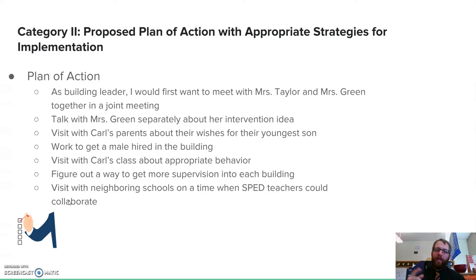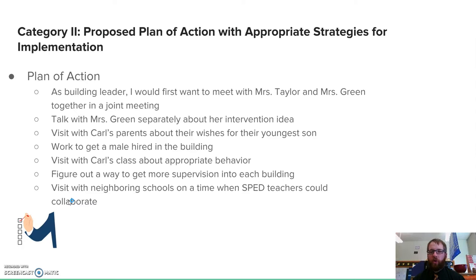An important thing, I'd like to sit down with Carl's parents and just ask them what their ideal school situation for their son is, and some goals and wishes that they would have maybe for him, instead of just "do whatever you need to do to help Carl." What do they want out of this? Maybe work to get a male in the building to help out as a paraprofessional possibly.